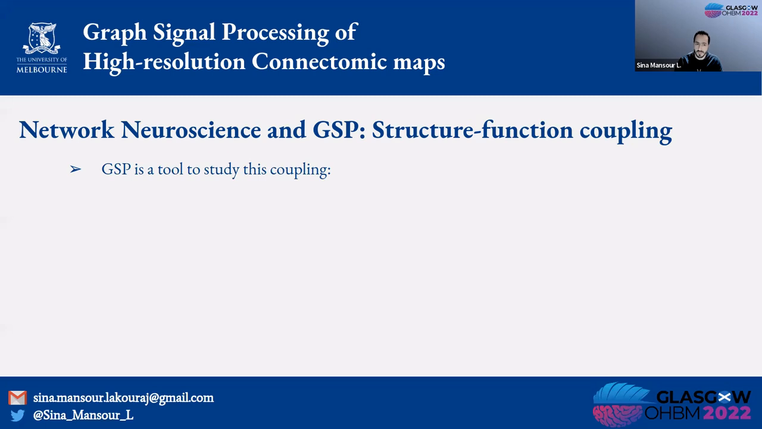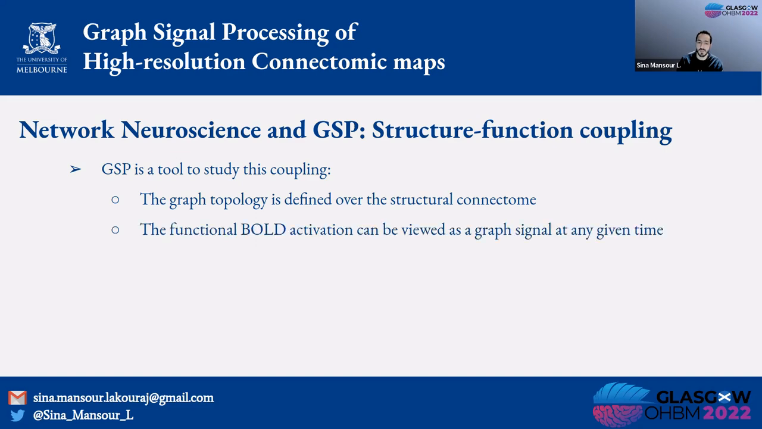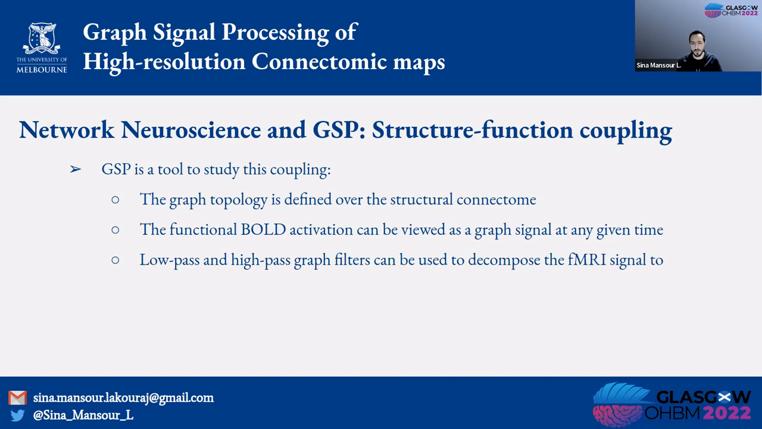And graph signal processing is a really good tool to study this structure-function coupling. Basically, we use a graph topology that is extracted from structural connectivity to define our graph, and then we use information from the BOLD fMRI time series to construct our graph signal at any given time. Then we can perform graph signal filtering over this graph signal to decompose the fMRI signal into a low pass and a high pass regime.